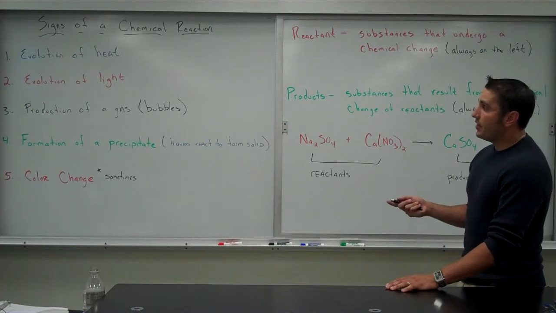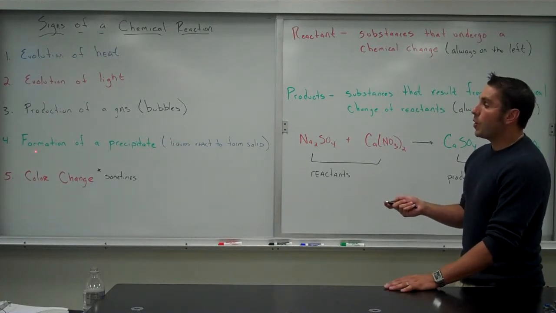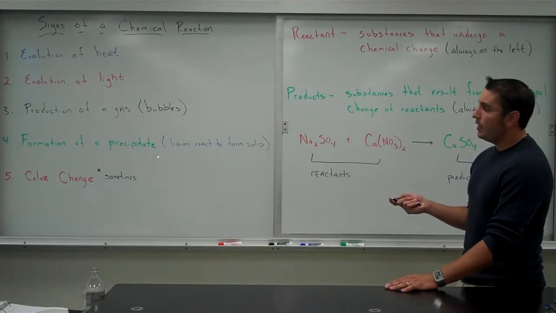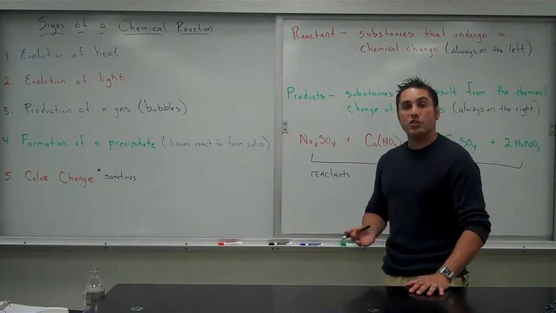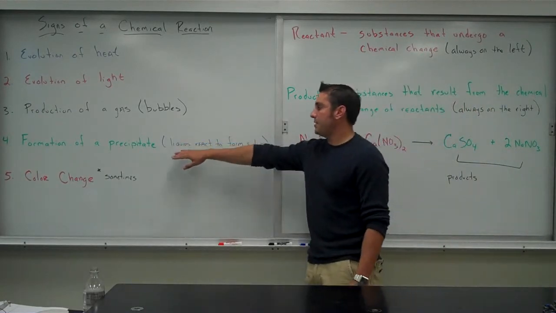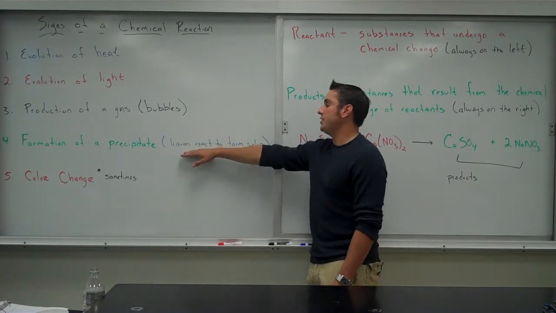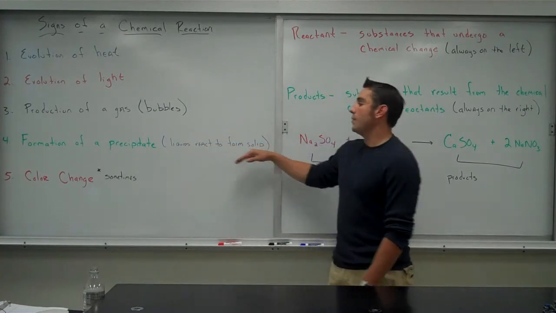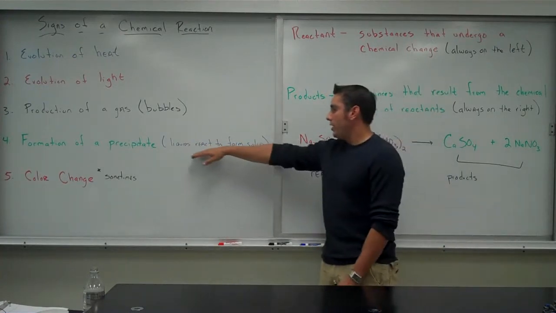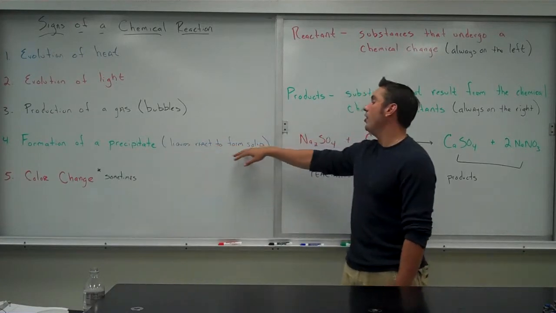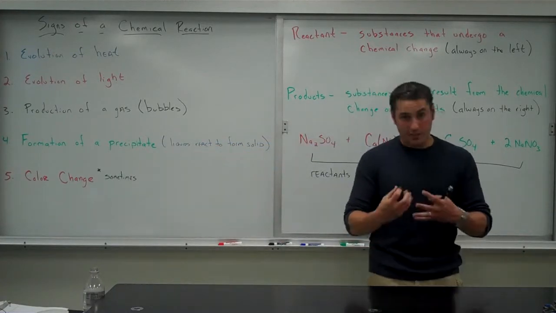The fourth sign of a chemical reaction is called the formation of a precipitate. And a precipitate's a word we haven't talked much about. All a precipitate is, is when two liquids react together to form a solid. Or, in general, two things react together and one of the products is a solid that reforms.